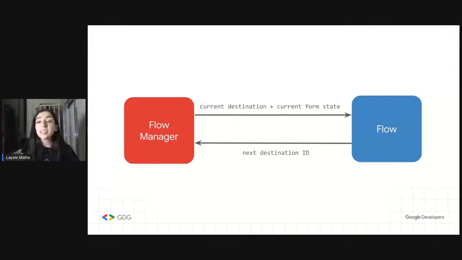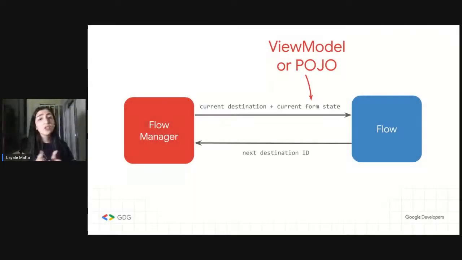So one thing we did is to have something called flow behind our flow manager. Now you can call it anything you want. We just called it flow. This flow will take the current destination that we are on and the current form state. And it could be a view model, a pojo, an object, something that you need in order to navigate. And in return, the flow will return the next destination ID that we need to navigate.